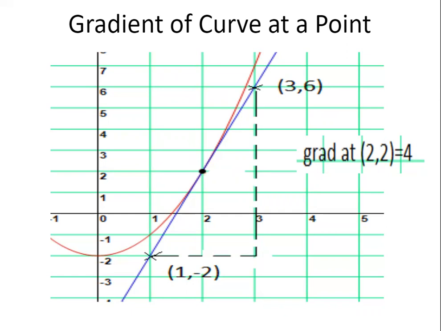So let's say we have a curve in red, and we want to find the gradient of this curve at x equal 2. So we want to find the gradient here when x is 2. So what do we do? We draw a tangent, you see in blue there, and we take two very nice points, and we calculate the gradient of that tangent. And the gradient of the tangent at x equal 2 is equal to the gradient of the curve at x equal 2.